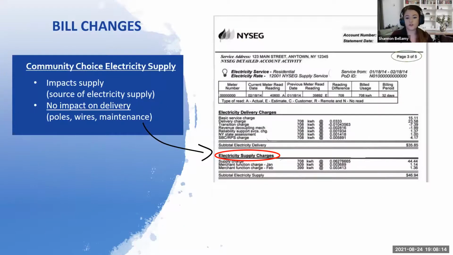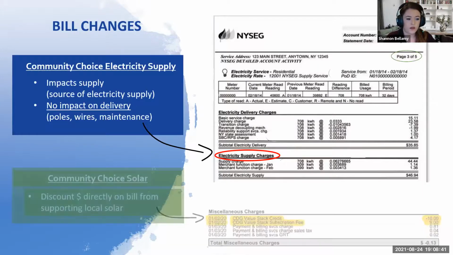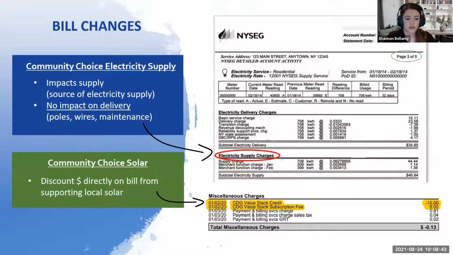Okay, so those are the benefits, but what does this mean for you and your bill? So as you've probably already seen, if you participate in the other offering, the community choice electricity supply charge, that change has probably already been reflected on your bill, but that electricity supply section goes away. And instead you see the supply charges at the end of your bill. There's no impact on the delivery portion of the bill or the customer charges, just the supply portion of the bill.